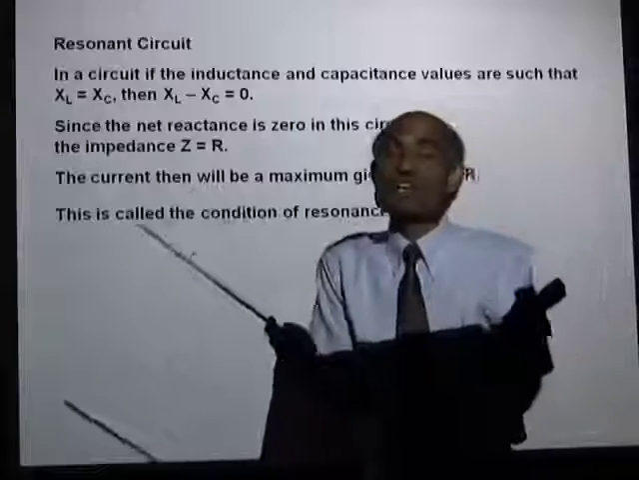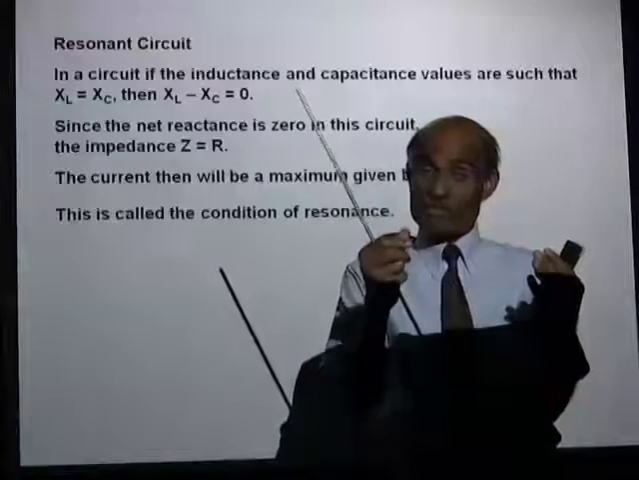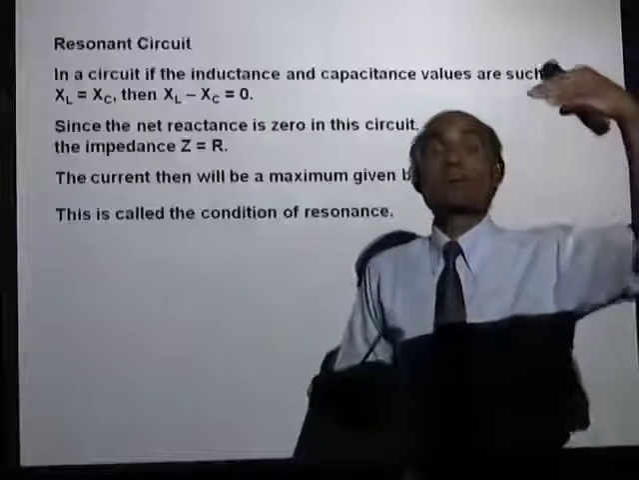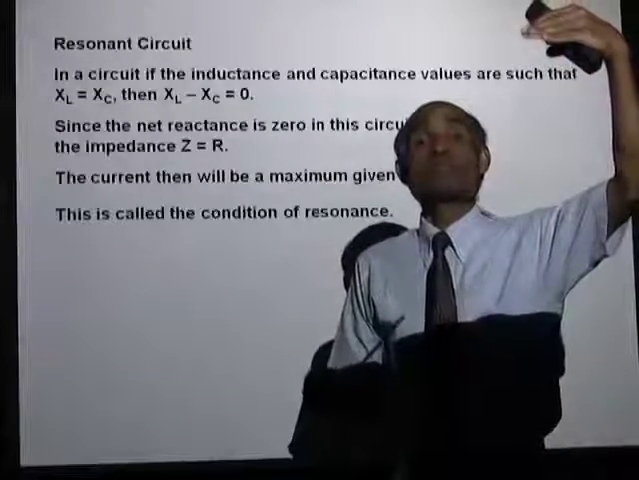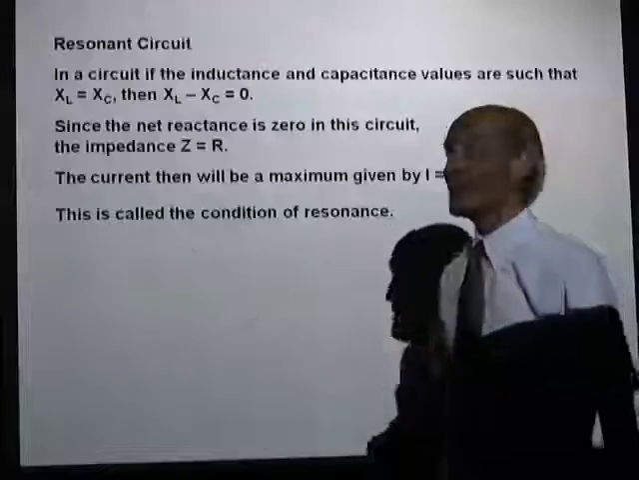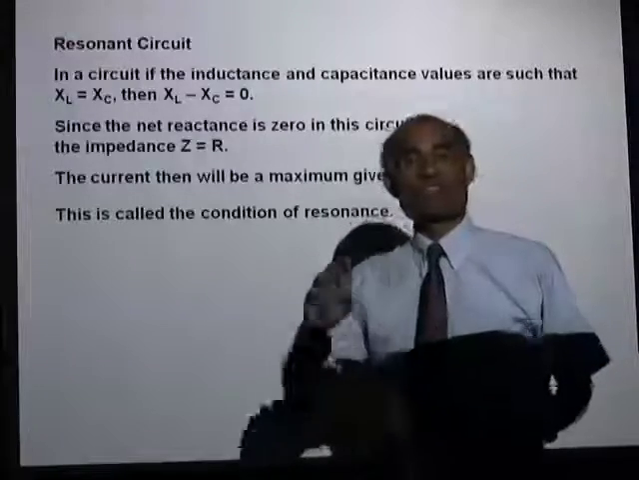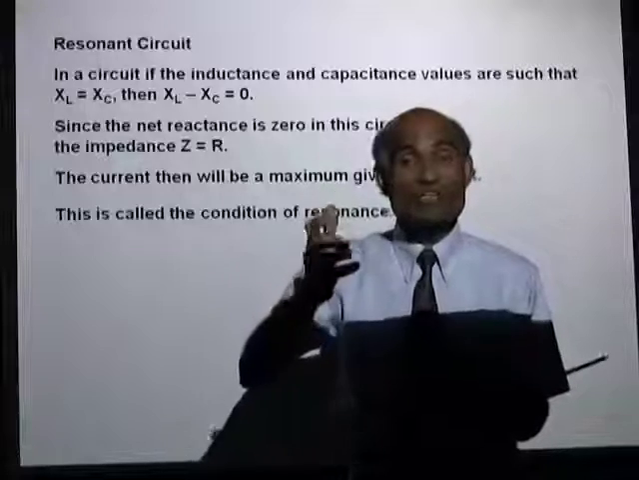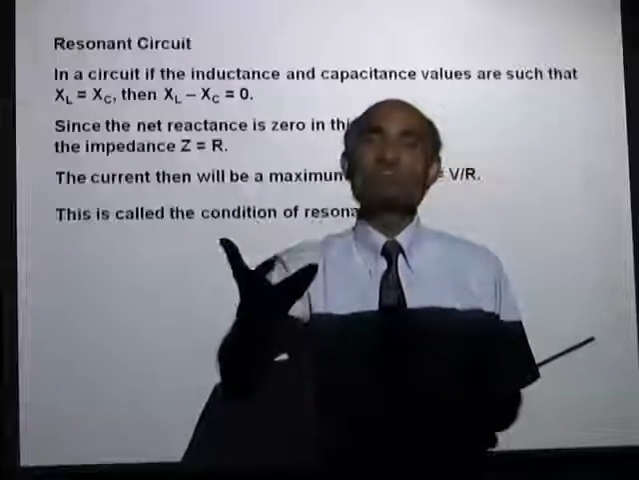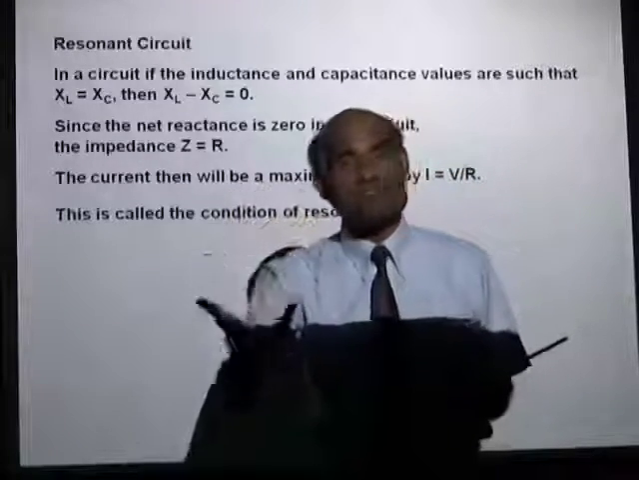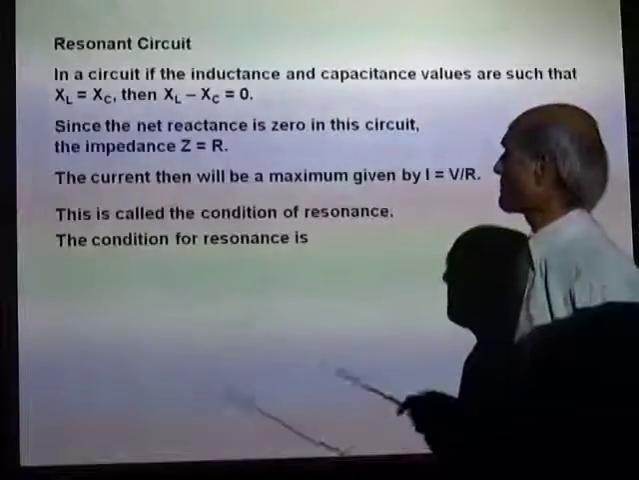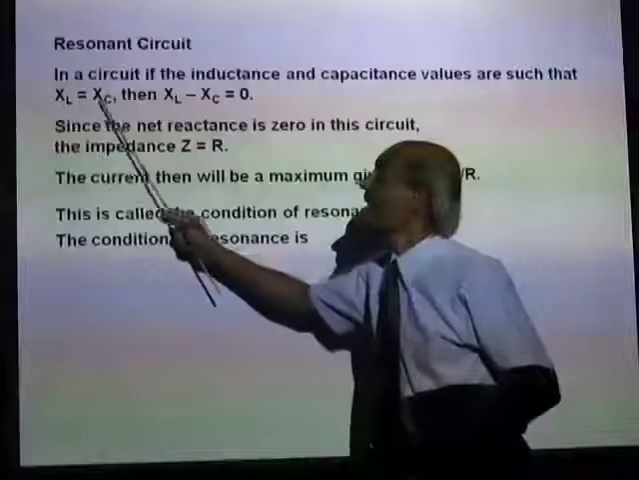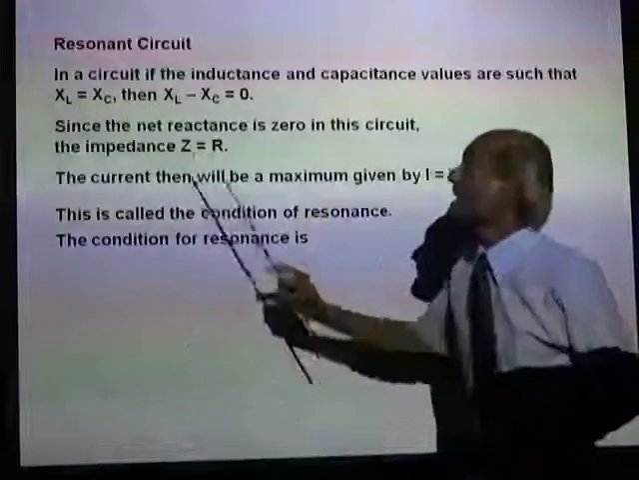When the circuit is adjusted for resonance, the net reactance is 0. The current will be a maximum at that time, and we have a resonance circuit. In fact, when you tune a radio or television, you're actually tuning using the condition of a resonant circuit. So the condition for resonance is XL equal to XC.